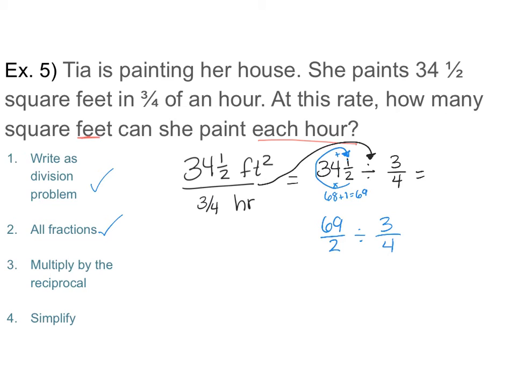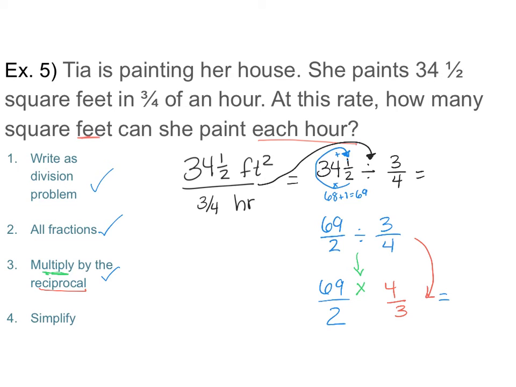So the next step, I need to multiply by the reciprocal. Oops, I haven't done it yet. So I'm going to multiply. So change the division to multiply. And then the reciprocal, remember, you flip the term. So it'd be 4/3. And then the 69/2 just stays the same. And then we're going to go ahead and multiply.